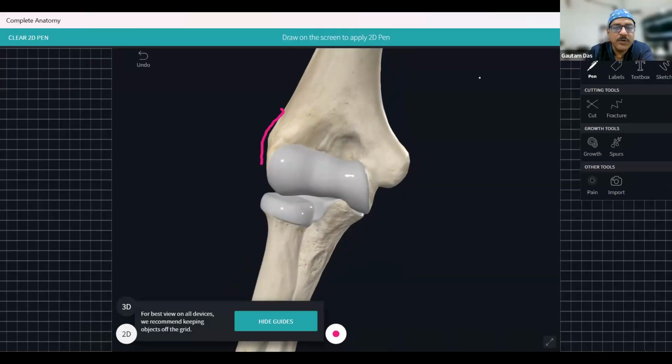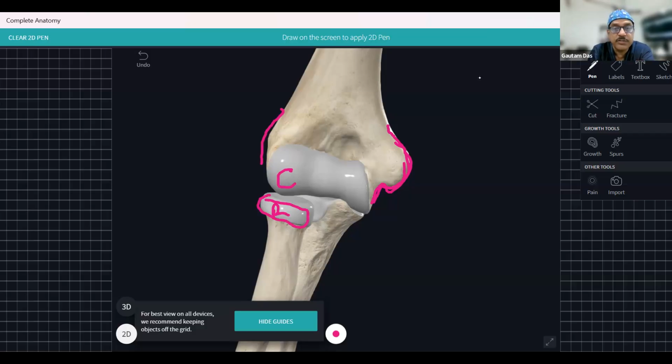This is your lateral epicondyle. This is your medial epicondyle. And you remember that the medial epicondyle is more prominent, more protruded, and there is a notch there. And this is your radial head. The radial head articulates with the capitulum. So this is the radial head, and this is your radiocapitellar joint.